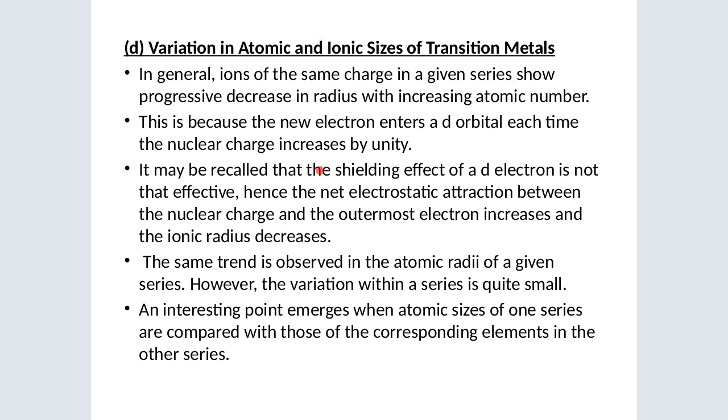Atomic sizes of transition metals, atomic and ionic sizes, this would follow the normal trend. Generally, you expect a general decrease with increase in effective nuclear charge. And since the shielding of the d electron is weak, it means the effective nuclear charge would be much more as you go across, leading to a decrease in radii. This trend is observed in the atomic radii of a given series. However, the variation within the series is quite small.